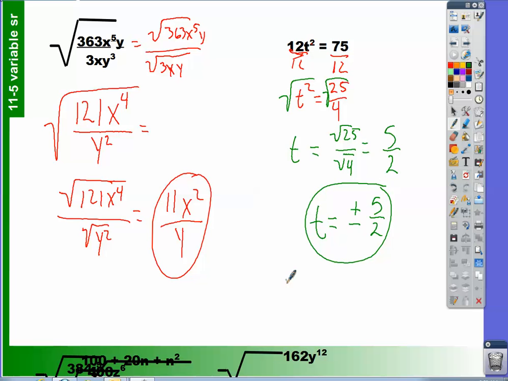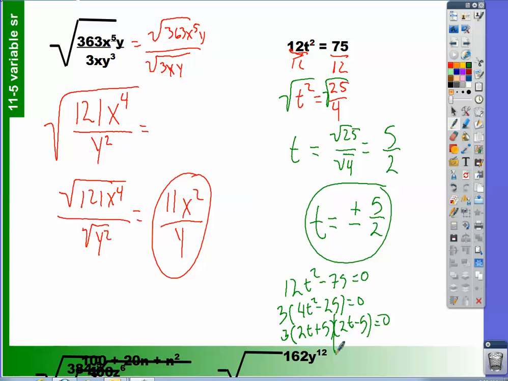Now if I were to do it the other way, 12t squared minus 75 is equal to 0, and factor, look for a greatest common monomial first, so you get 3 on the outside, so you get 4t squared minus 25 is equal to 0. This is a difference of squares. The difference of squares can be factored into 2t plus 5 times 2t minus 5 equals 0. So the 3 on the outside. And then you can set it equal to 0, and you would get an answer of negative 5 halves over here and an answer of positive 5 halves over here.